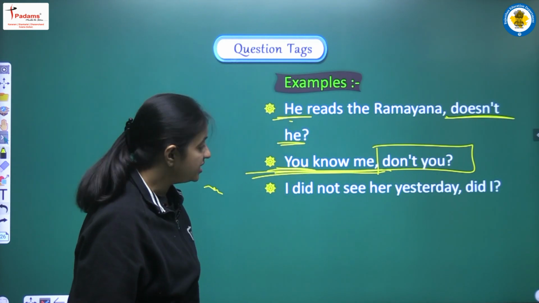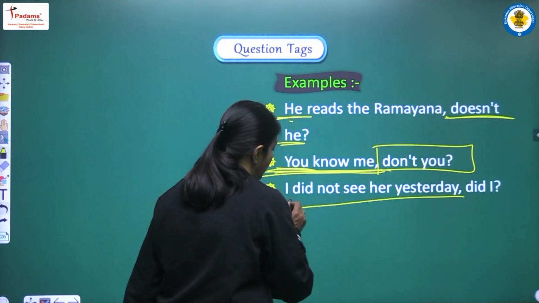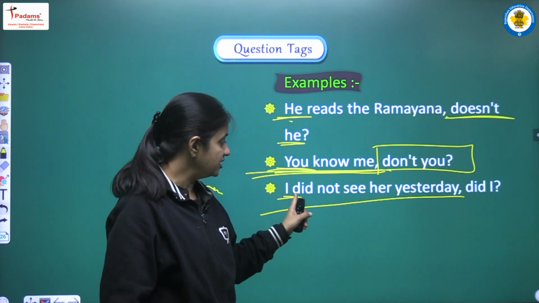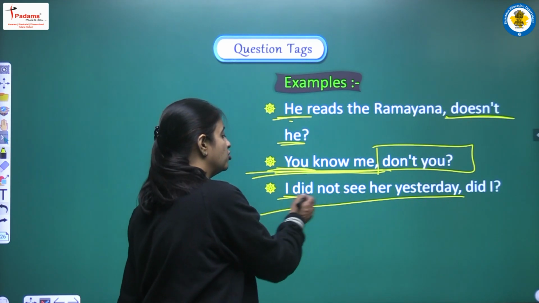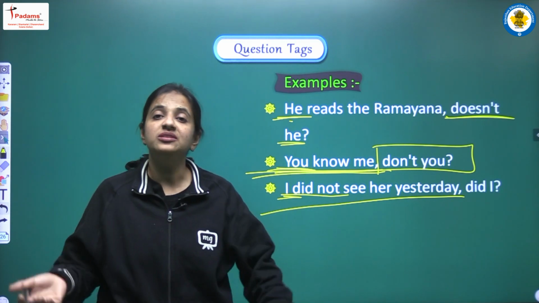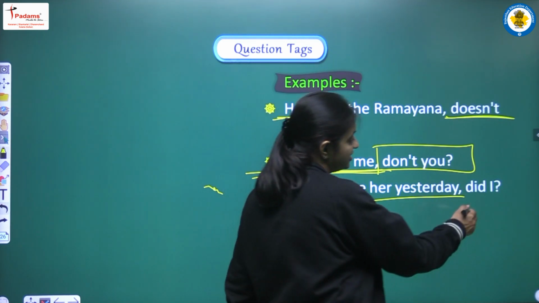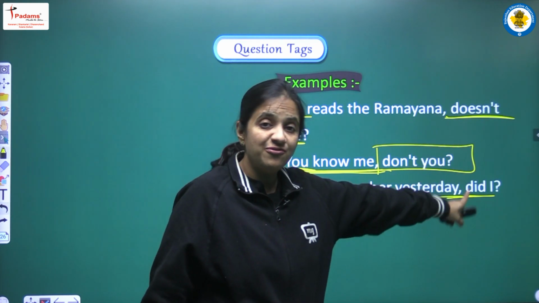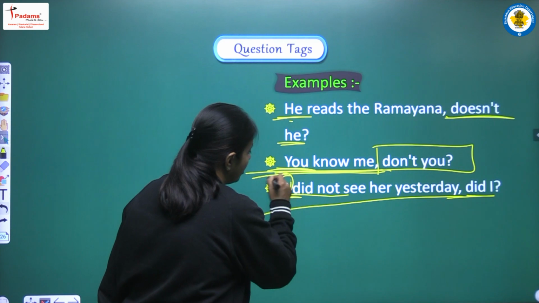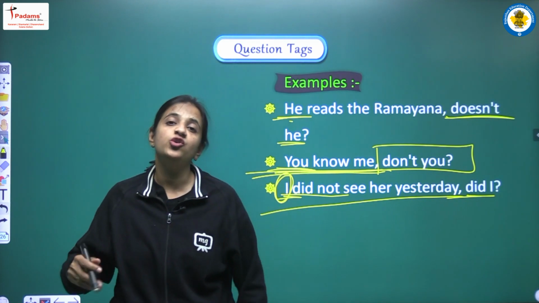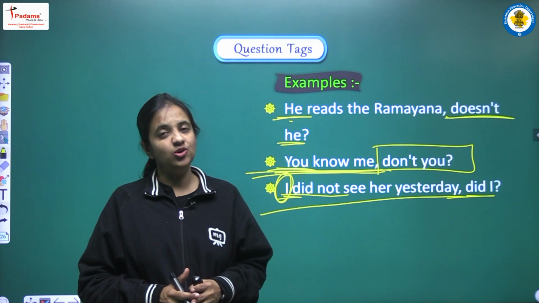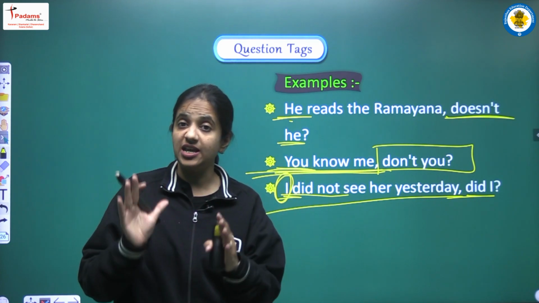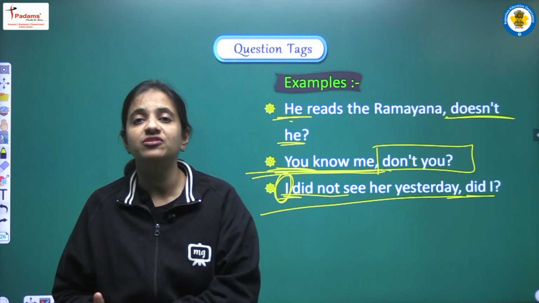Next one, I did not see her yesterday. So in this sentence also we have I, that is a pronoun, and this is the subject of the sentence. We have I did not see her yesterday, so it's a negative sentence. You all can see we have not, it's a negative sentence. So if the sentence is negative, the question tag will be positive. This is the reason we are not writing didn't, but we are writing only did. And after that we are using the same pronoun that is given to us. So students, you don't need to make any changes in the pronoun, like converting I into you or you into I. No, you just have to use the same pronoun that is given to you as the subject of the sentence, right?